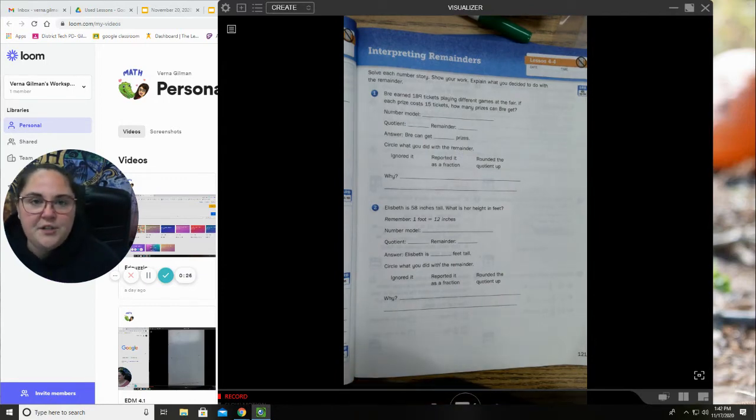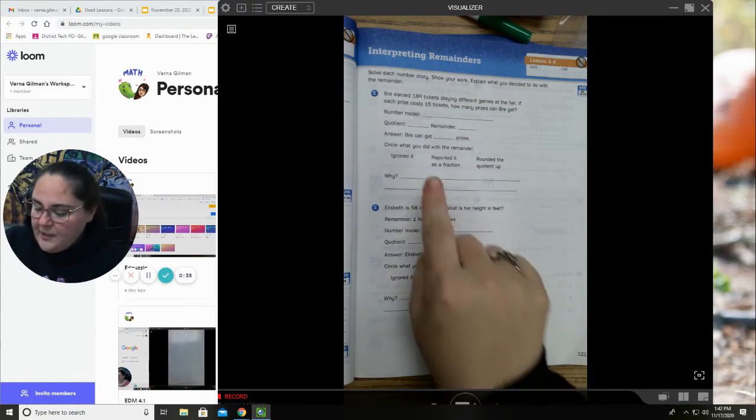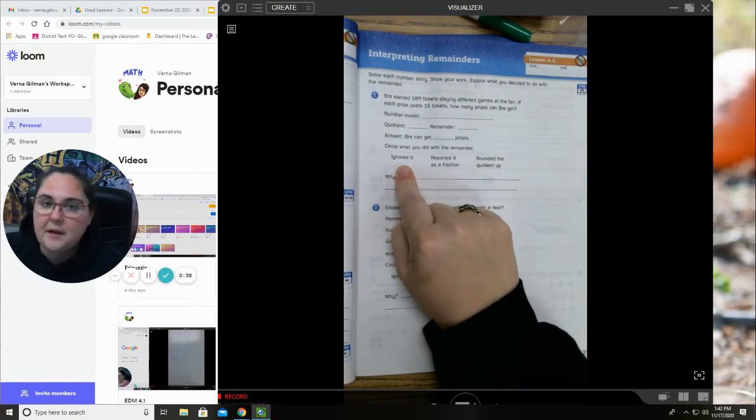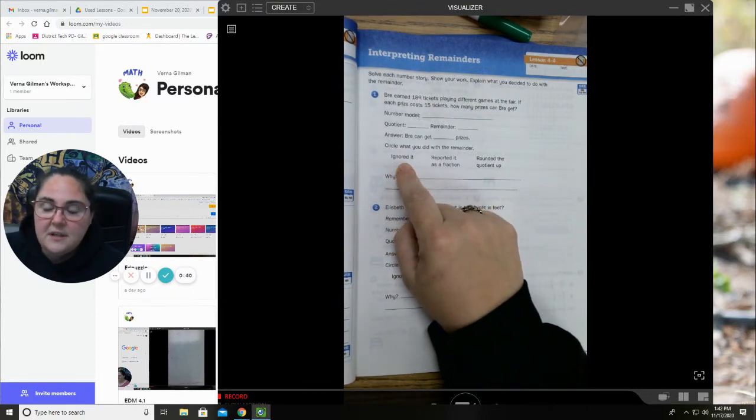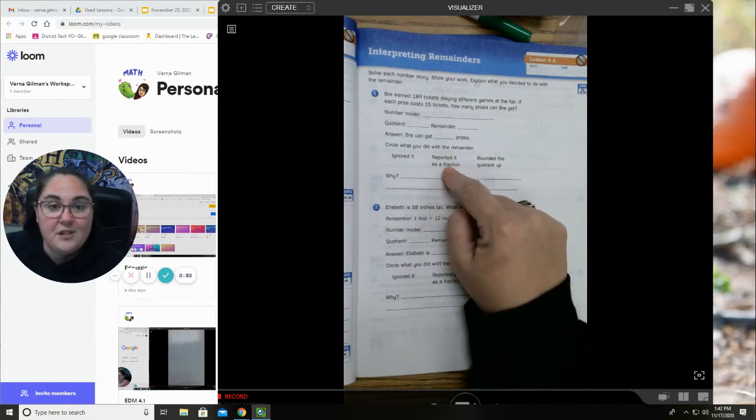So when you're interpreting remainders, remember we talked about this, we've honestly talked about it all year. There are three main things that you can do with this. When you divide, you can ignore the remainder. Sometimes that's good to do. Sometimes when you're talking about money, I would ignore the remainder and put the rest in my savings. Sometimes you report it as a fraction. So anything that can be cut in pieces, you cut it in pieces. Food, put it as a fraction. Liquids, put it as a fraction.